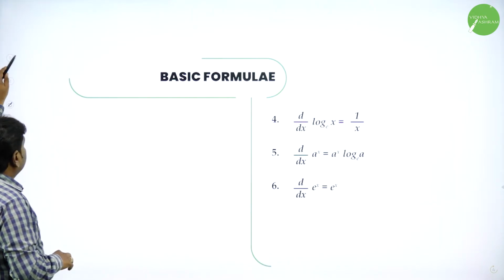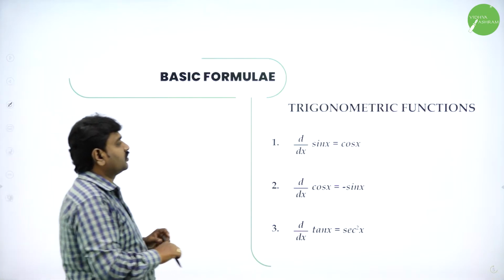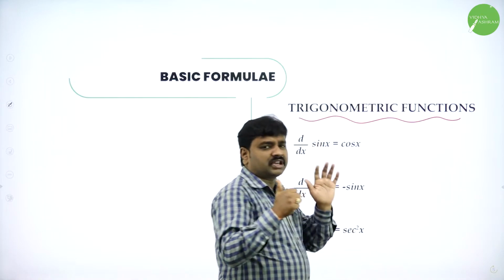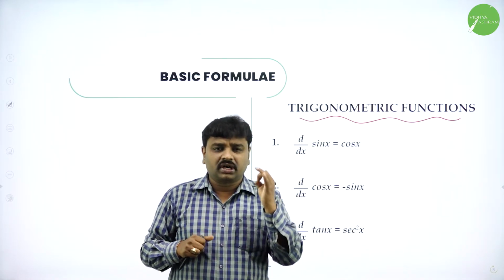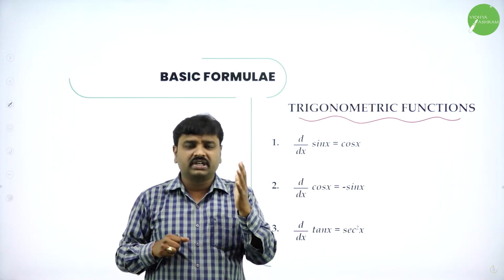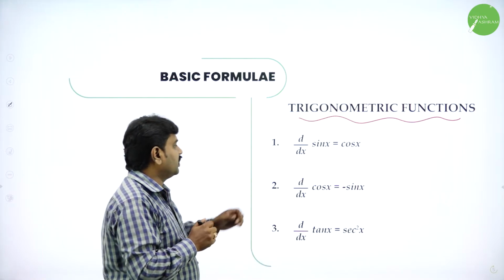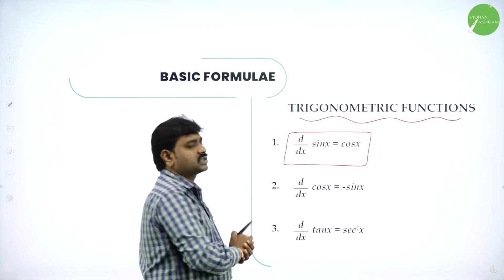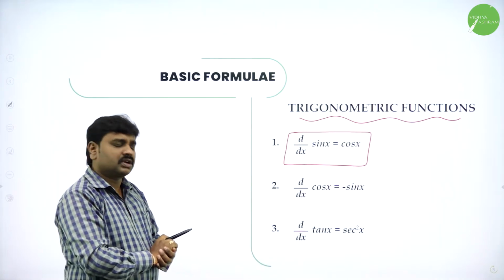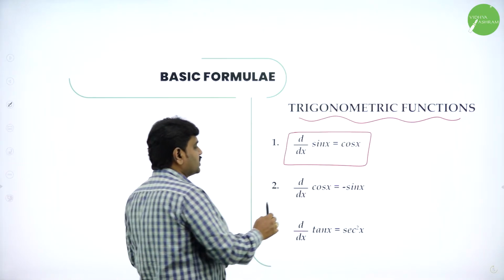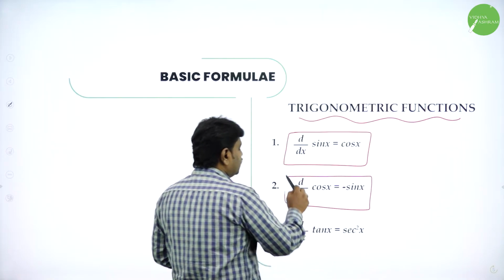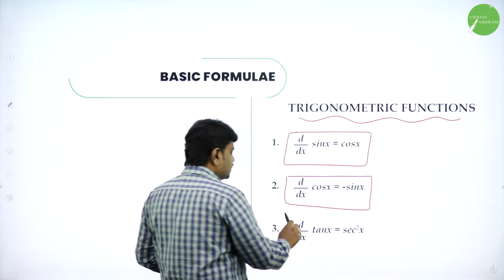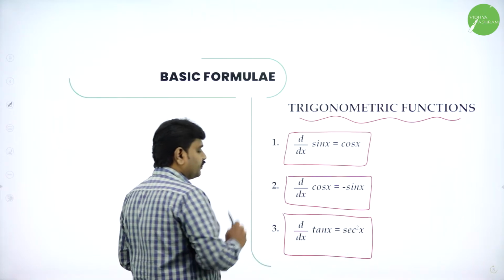Now we'll go to trigonometric functions. So next we'll discuss what? Trigonometric functions. The 6 trigonometric functions you have studied are sine, cos, tan, cot, cosecant and secant. So the derivative of sin x is cos x. What is d by dx of sin x? Cos x. D by dx of cos x is minus sin x. D by dx of tan x is secant square x.